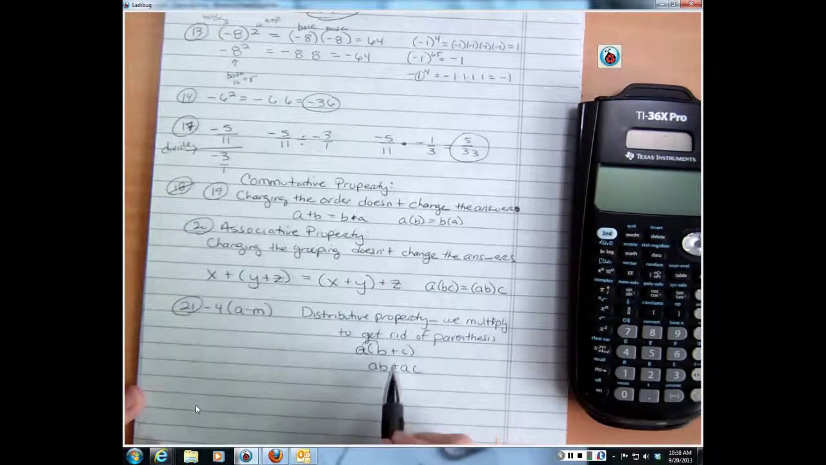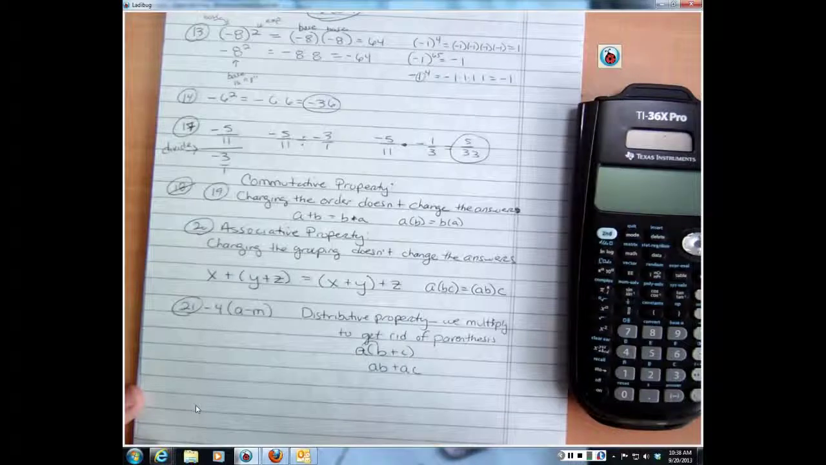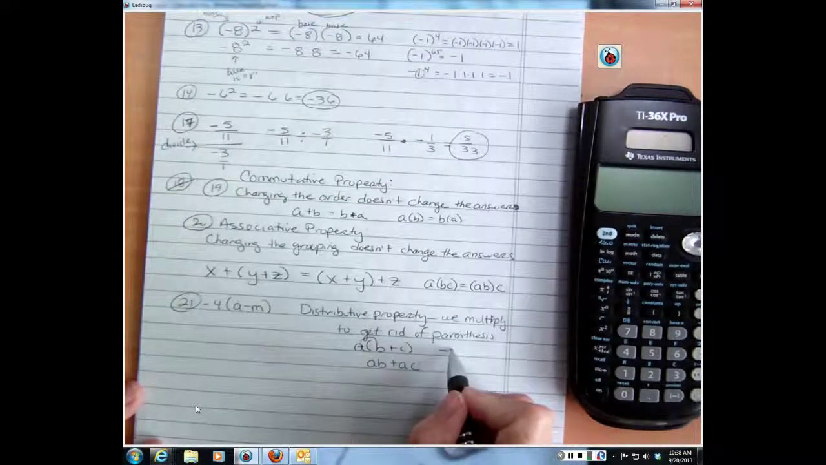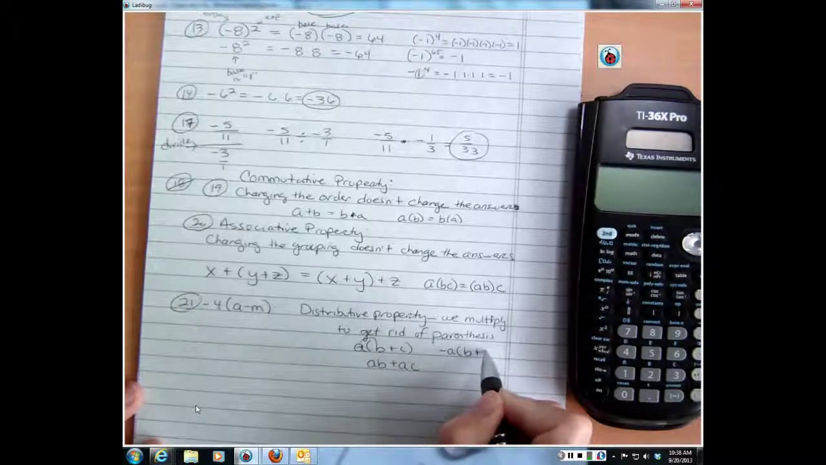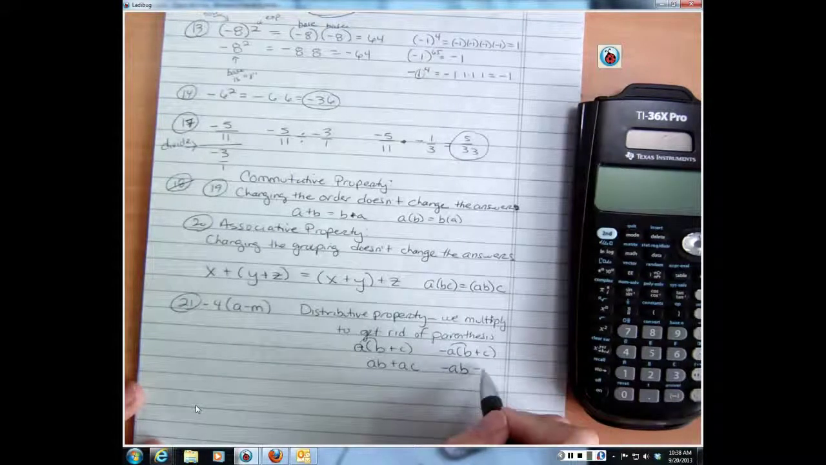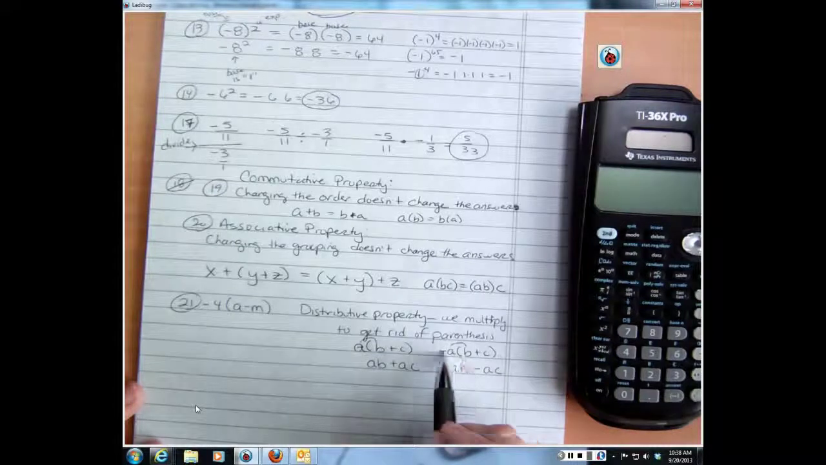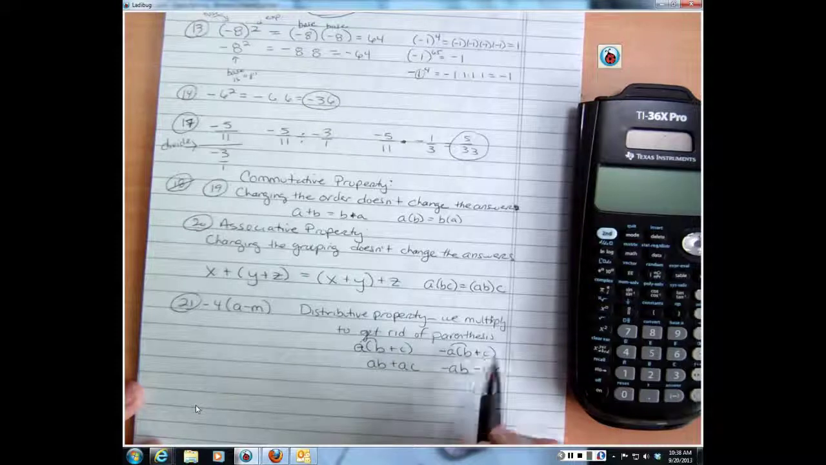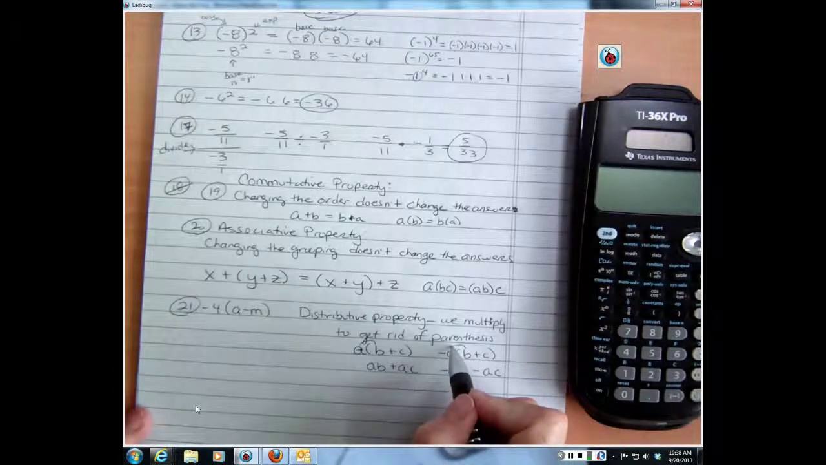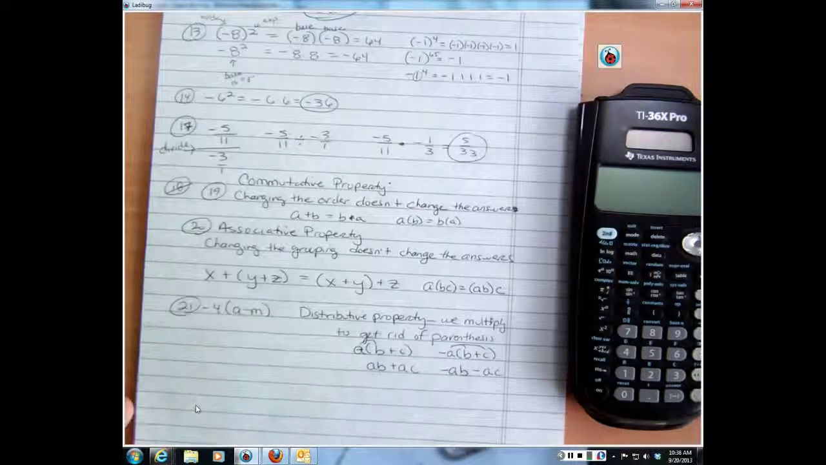There I got rid of the parentheses, I multiplied those out to get rid of them, and that worked out nicely. Let's say I had negative A times B plus C. Negative A times B is negative AB, and negative A times C is negative AC. How do I know it's negative? Because I got one negative times a positive. That makes a negative. And so that now becomes minus AB minus AC, because multiplying negative A times positive C made it negative overall.